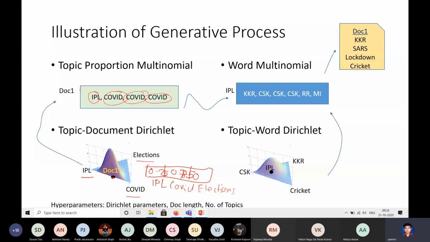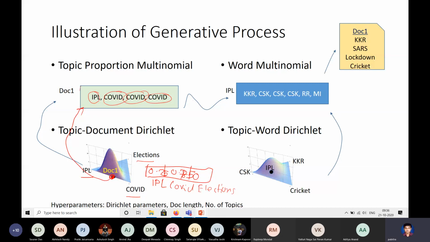So this is first generated from this Dirichlet. Note that this point here and this box of balls here are the same thing. They are basically a topic proportion. So I randomly draw a ball from this box. I pick up a ball from this box. Let's say I get the IPL ball.